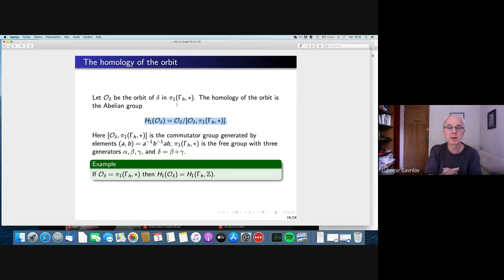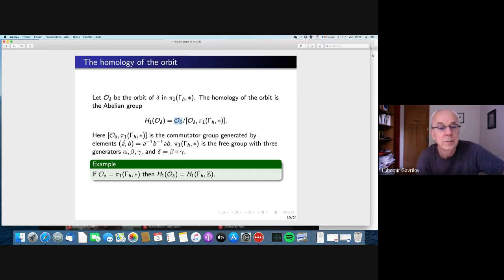You can think about an arbitrary group, not especially P1, and some subgroup. To this pair, group and normal subgroup, we can associate some abelian group, which we construct in this way. We take the subgroup, which here is O, and we factorize with respect to commutators. That is to say, with respect to the commutator subgroup, which is generated by commutators.